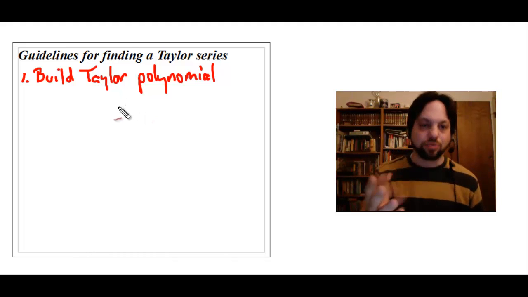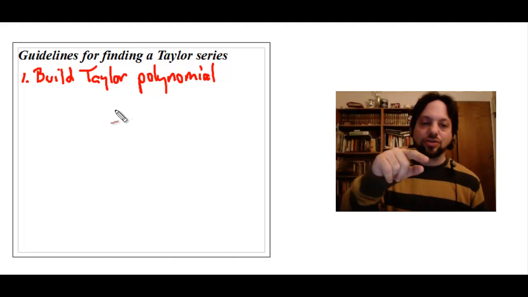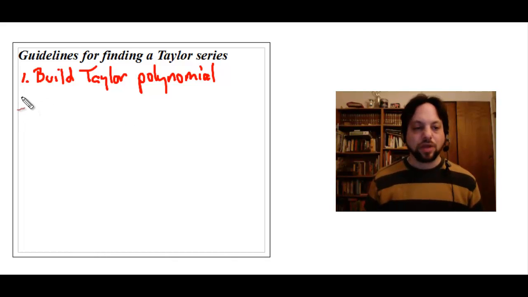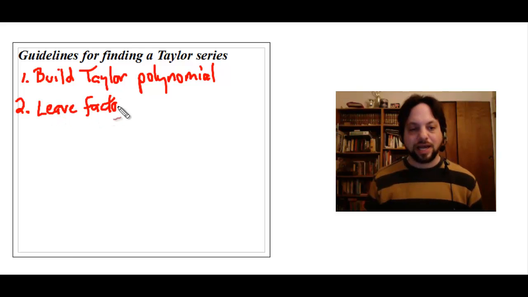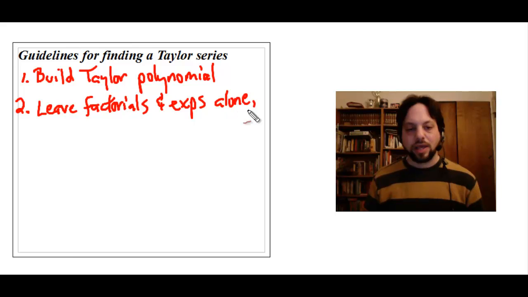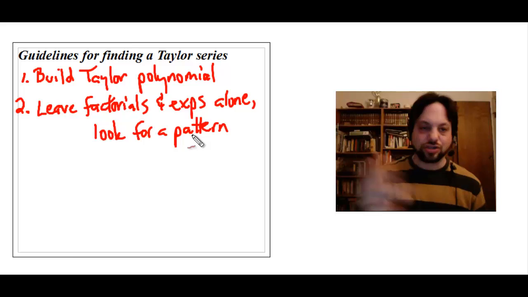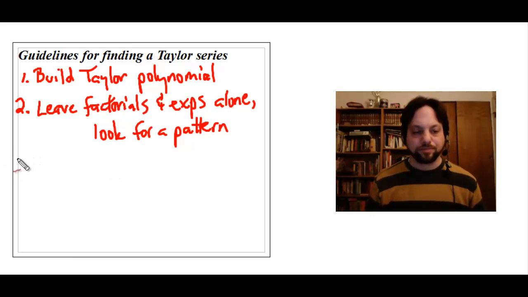I would suggest at least 3 or 4 times. Plug in the value c for each one of those, and then you can build your polynomial. Now, once you've done that, I'm going to suggest that you leave any factorials and exponents alone. Leave factorials and exponents alone. And in doing that, you should look for a pattern. See if there's any common ratio between the constants in each term, or anything at all, really.